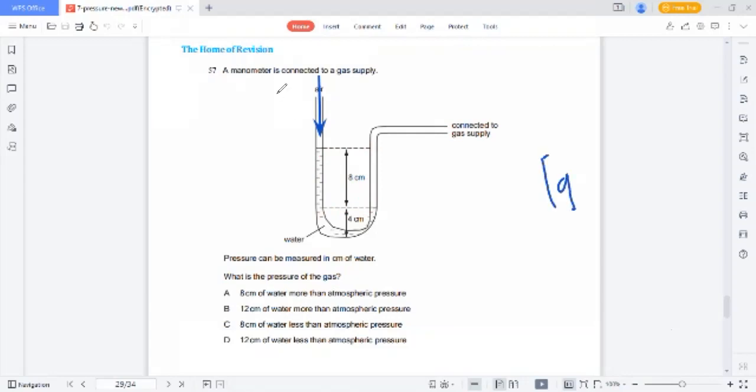Gas pressure, we know the formula. Gas pressure is atmospheric pressure plus rho g h. We can use this height to find the answer for this one, and then atmospheric pressure is 100,000, which is here. So gas pressure is atmospheric pressure plus this pressure. So gas pressure is this pressure more than atmospheric pressure. So 8 centimeter of water more than atmospheric, okay, it looks fine. 8 centimeter of water less than is incorrect. 12 centimeter is incorrect. 12 centimeter is incorrect. So overall, these three options are incorrect, and only this option is correct.